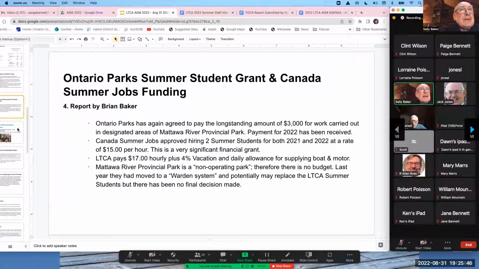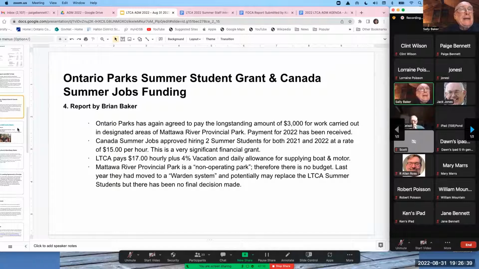It's a very significant grant, as I say, because they provide 100% reimbursement from 30 to 40 hours of work per week for each eligible student they approve. So they pay $15 per hour towards our expenses. We actually pay $17 plus 4% vacation pay, and of course the daily allowance for the student that supplies the boat and motor. So as Lorraine just pointed out, total cost to run the student program at $17 an hour and all the expenses is over $12,000 a year. But we are actually bringing in close to $12,500 between the two, the $3,000 and the Canada Summer Jobs.